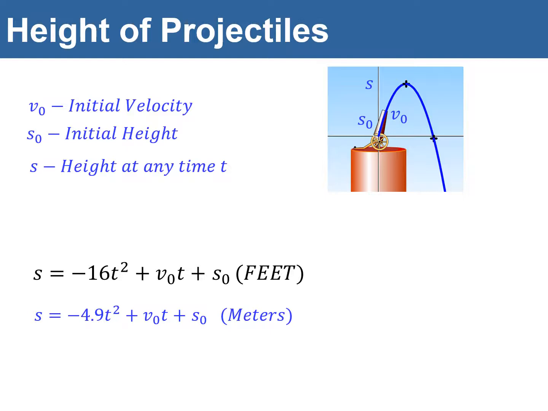Now, what makes this kind of confusing is there are two different equations, depending on whether you're using feet or meters. When you're using feet, S is negative 16 t squared plus V naught t plus S naught. When we're using meters, S is negative 4.9 t squared plus V naught t plus S naught. The only thing that changes is the coefficient of your squared term. The good news is I'm always going to tell you which of these two equations to use.